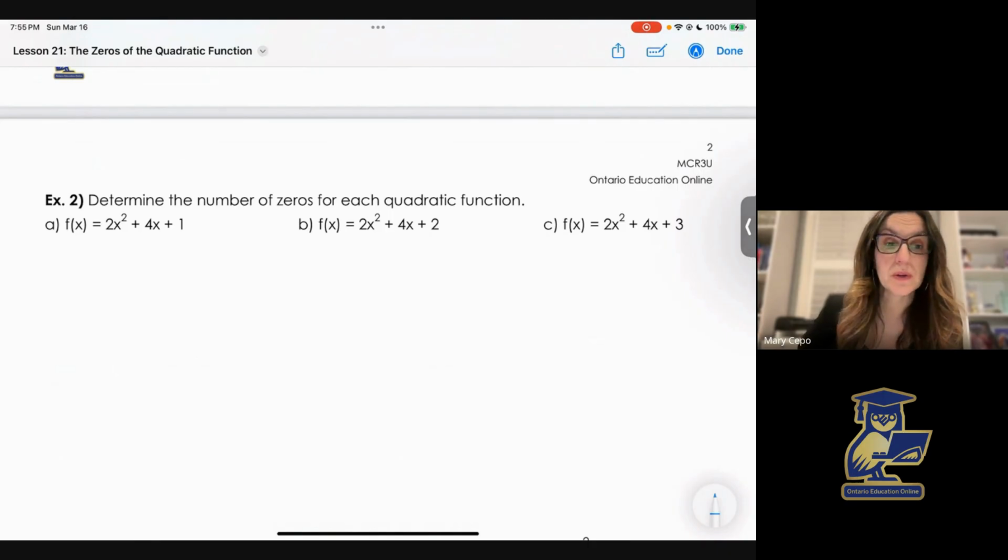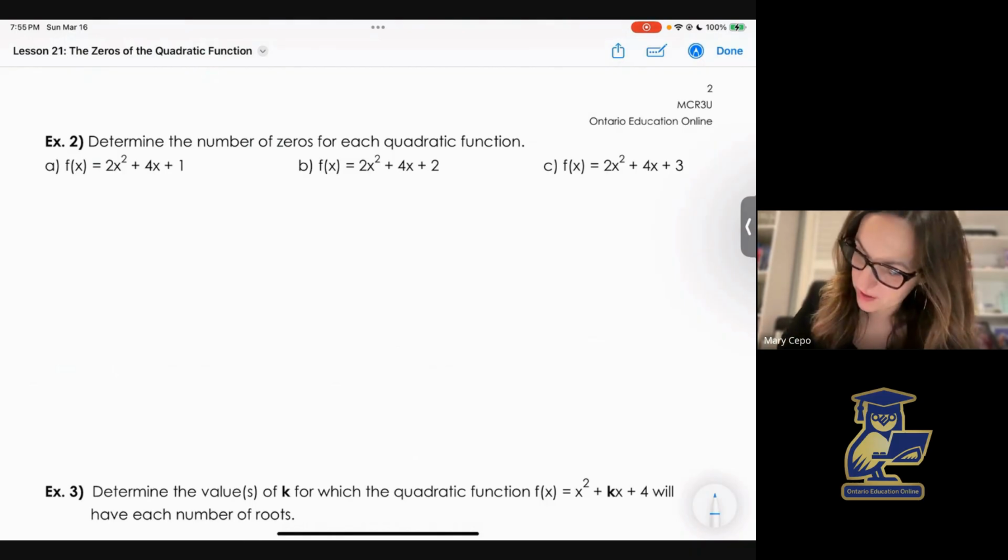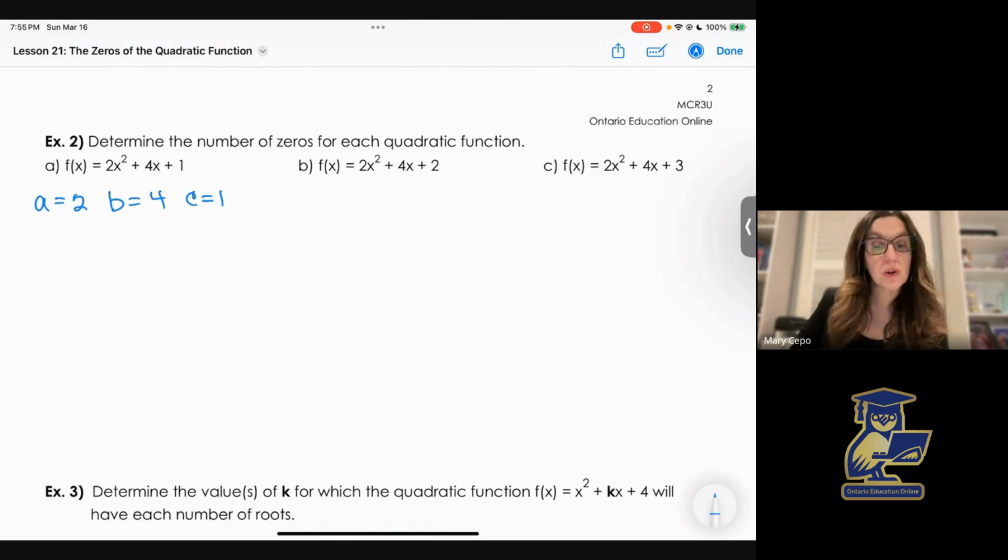Example 2, we're going to explore, determine the number of zeros for each quadratic function. And this time we're going to use the discriminant because the discriminant does tell us how many roots that quadratic function would have. Roots or zeros are the same thing, just to reassure that. So because the function given is in standard form, we can say A is equal to 2, B is equal to 4, and C is equal to 1. So we are going to figure out what that discriminant value is. And as we saw earlier, if it's greater than 0, we know we're going to have 2 zeros, 2 real roots. If, however, it is equal to 0, then we know we're going to have 1 real root. And if the discriminant value is less than 0, so a negative value, then we have no zeros, no real roots.